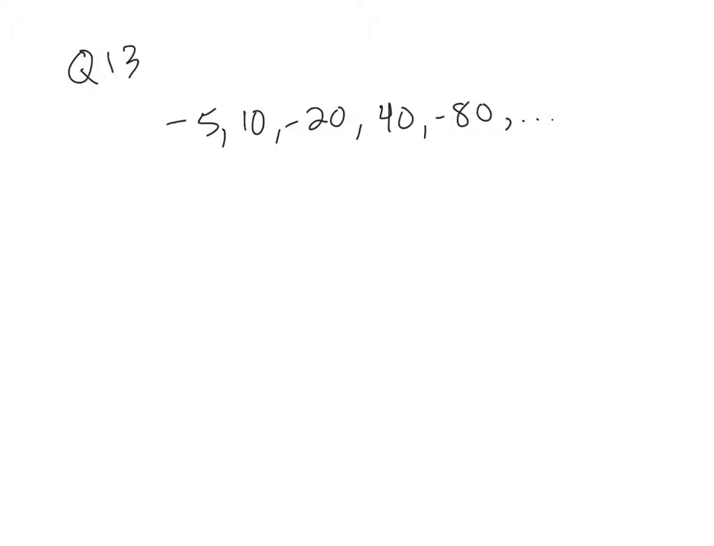All right, for questions 13 and 14, you're asked to determine if the sequence is geometric. A geometric sequence will have a common ratio, meaning you're going to be multiplying each number by the same number. And we see -5 times -2 will give you 10. And then 10 times -2 will give you -20, etc. So our common ratio is -2.